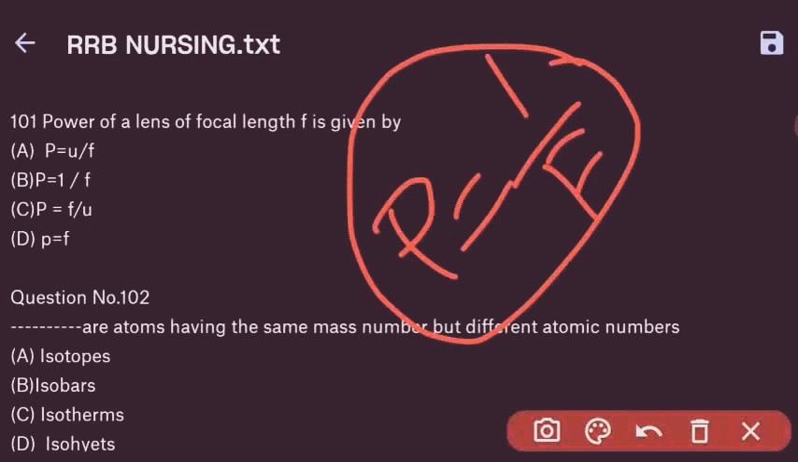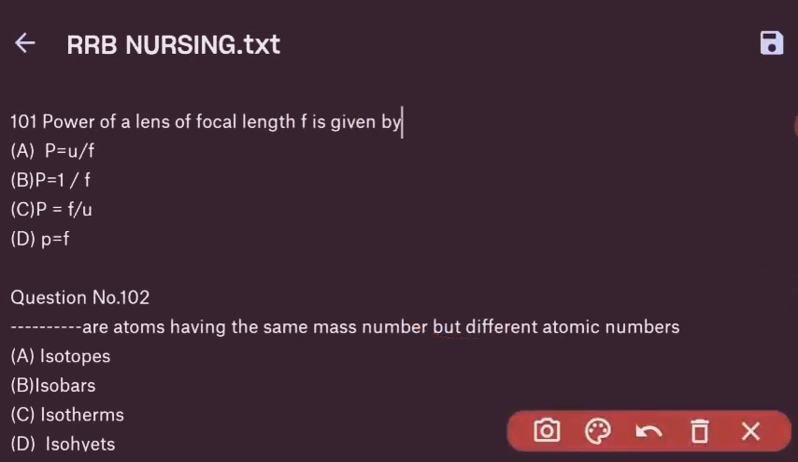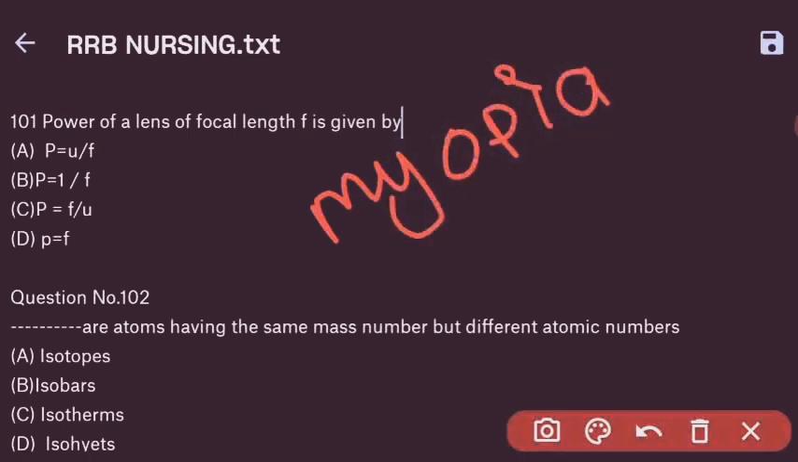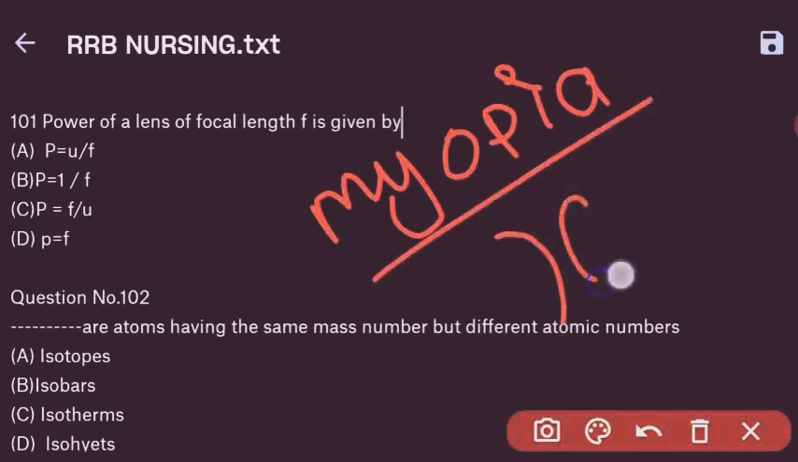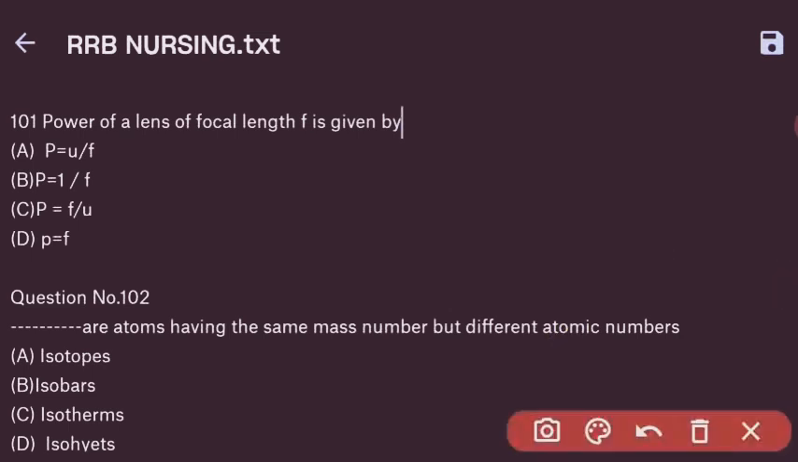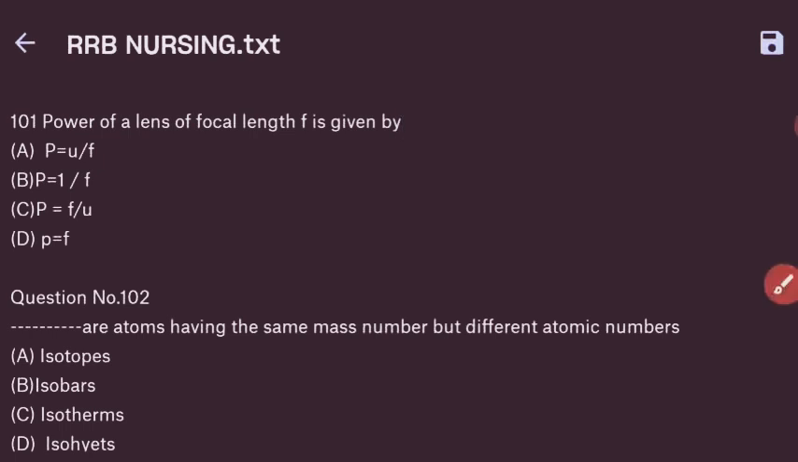In myopia, we correct myopia by the concave lens, and we correct hypermyopia by convex lens. There are mainly two types of eye problem, myopia and hypermyopia.